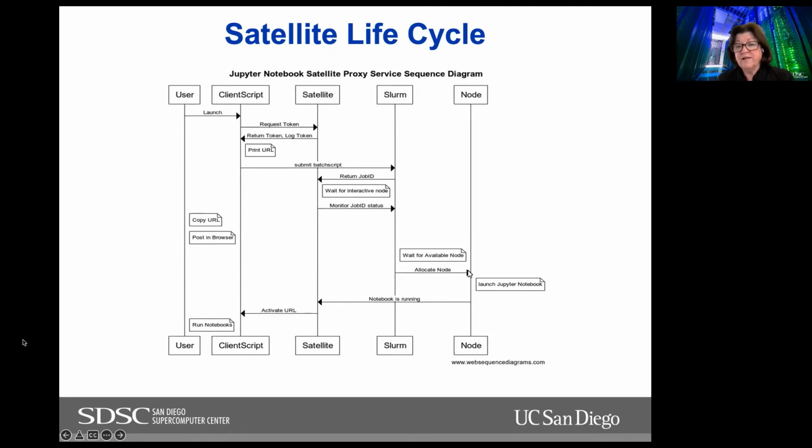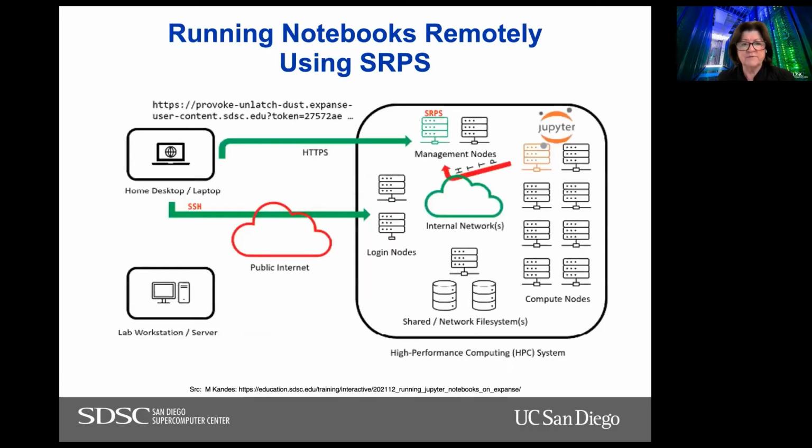Eventually, we get a node allocated, and the node launches the Jupyter Notebook, and the user gets this URL that's created as part of the script, posted in a browser, and then the satellite service updates the browser with status information. And when the node is available, it is allocated and launches the notebook, then the satellite reverse proxy service will send that information to the user's web browser instance.